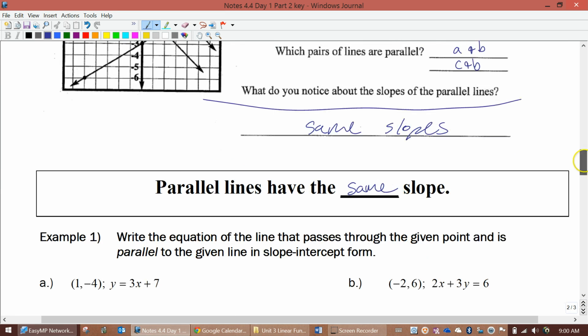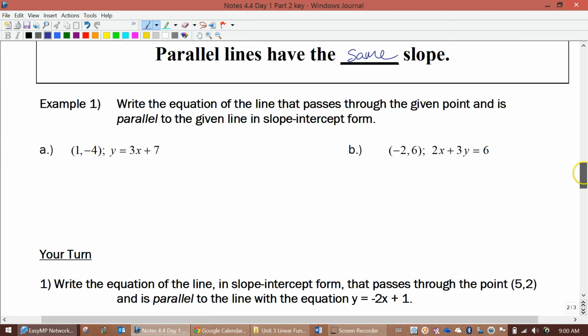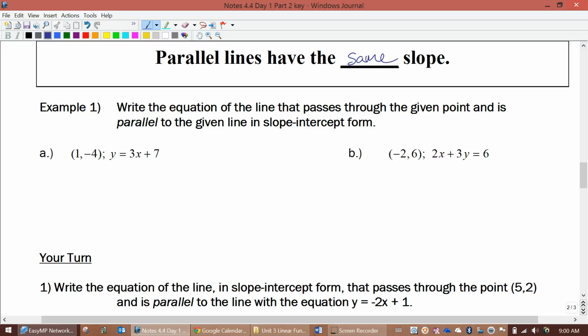Okay? Let's look down here. Let's read the description. You guys read it silently while I read it aloud. Example 1. Write the equation of the line that passes through the given point and is parallel to the given line in slope-intercept form. Let's interpret what that means. Somebody tell me what that means. Reword that. Give me an understanding. From your flow chart, we're finding the slope of the line given. The slope of the line given is what?